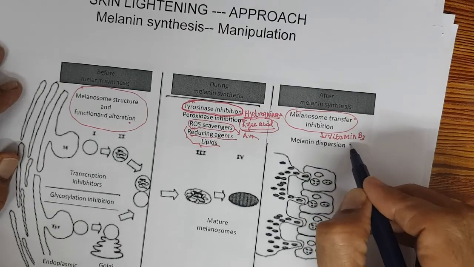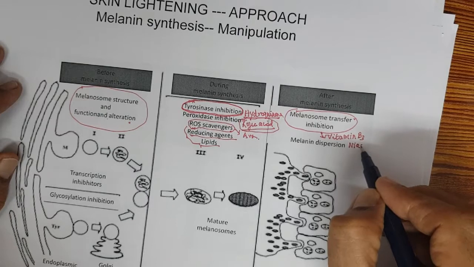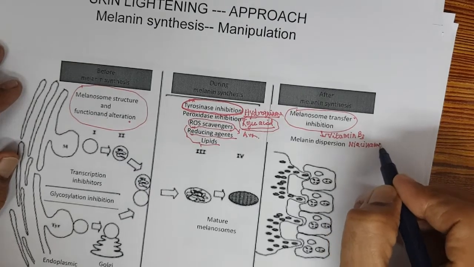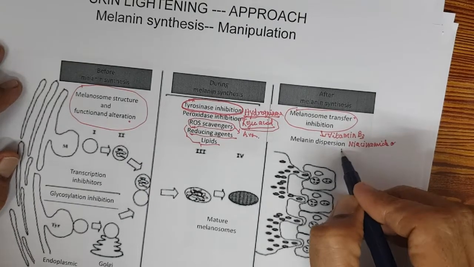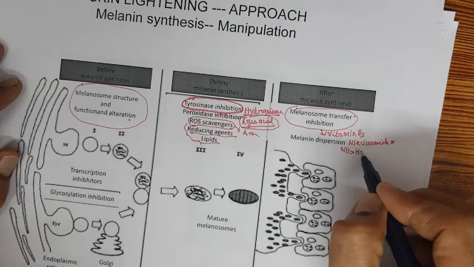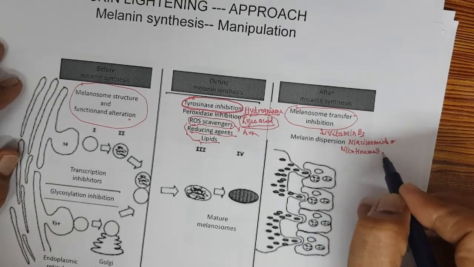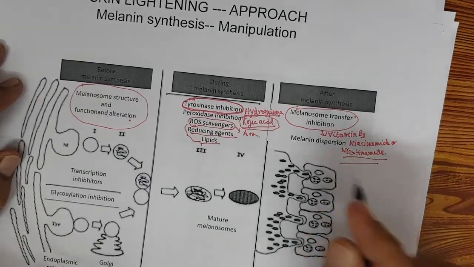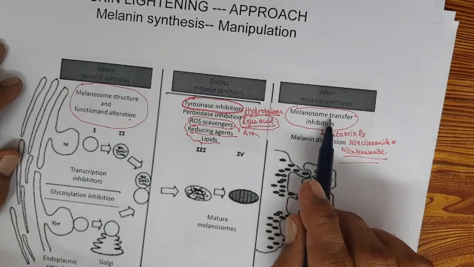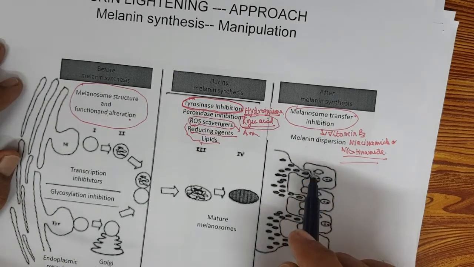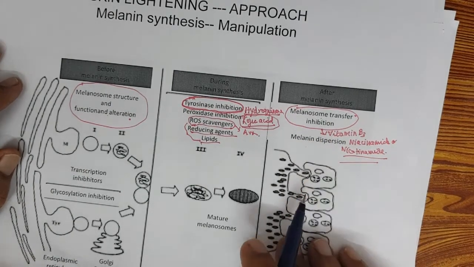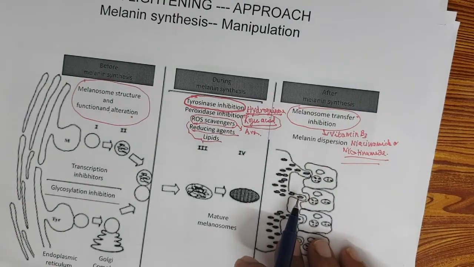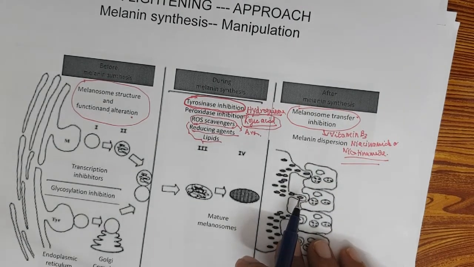Vitamin B3, otherwise called niacinamide or nicotinamide, is the active which suppresses the transfer of melanosomes from melanocytes to keratinocytes. When the transfer is suppressed, the melanosome is not getting dispersed.